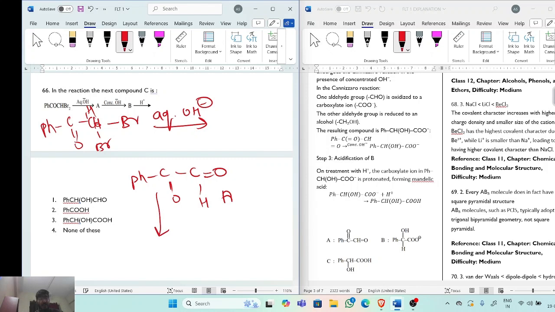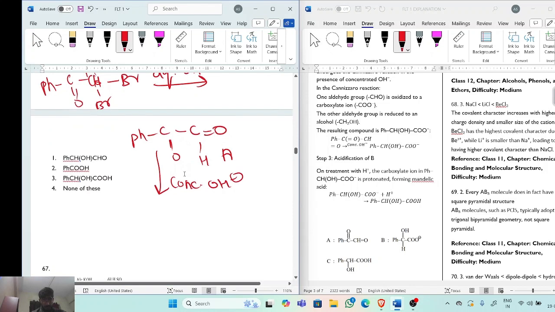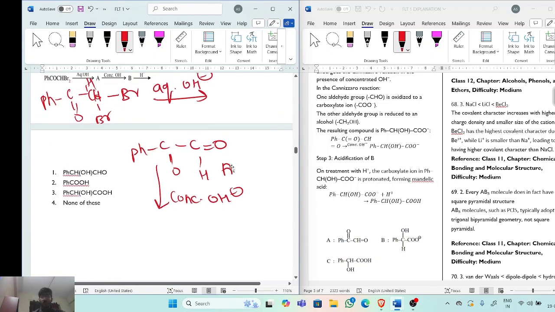Now we are reacting this compound with concentrated OH minus. We know that in the above compound A there is no alpha hydrogen. If there is no alpha hydrogen and there is OH minus, then the Cannizzaro reaction will take place. If there is an alpha hydrogen, then aldol condensation. If there is no alpha hydrogen, it means Cannizzaro reaction.